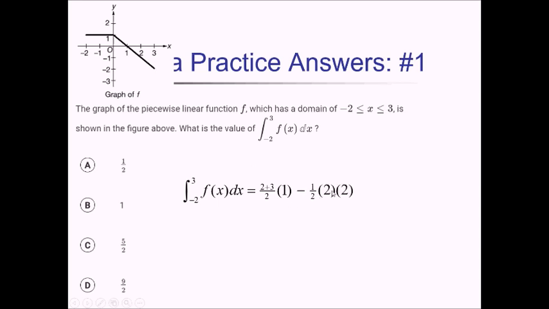And then just simplifying this because we have to match one of the answer choices. This one is going to be 5 over 2. And we're going to be subtracting, let's see, this is just going to be 2. So this is 5/2 minus 4/2, which is 1/2, giving us answer choice A.